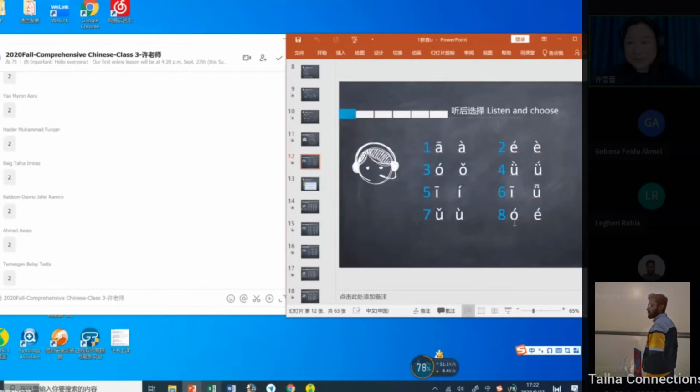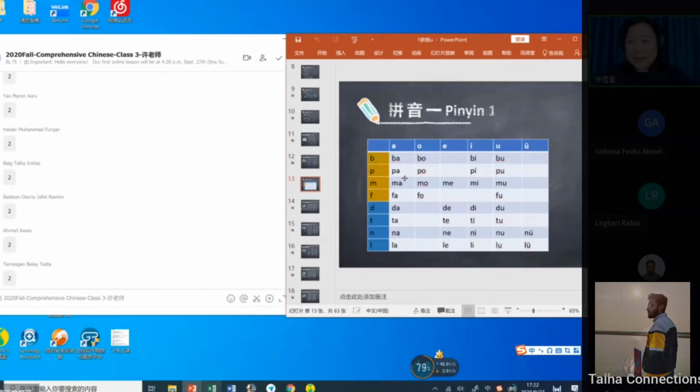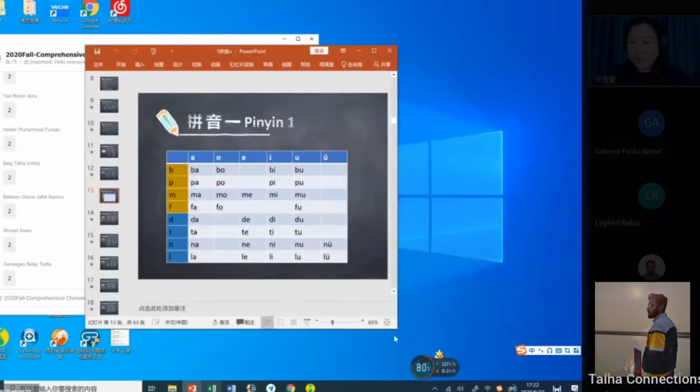So now, here, let's put the initial and the final together to form some simple syllables. All right. Now, please turn off your microphone and read after me. Turn off, not turn on. Okay.